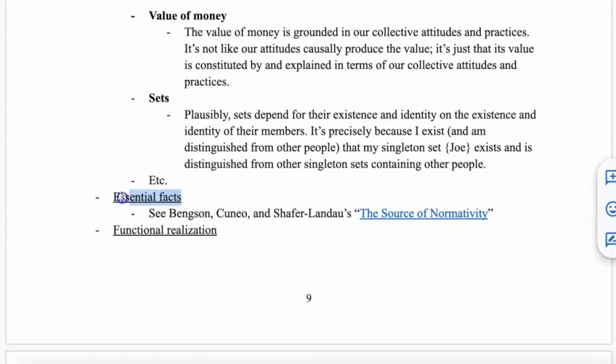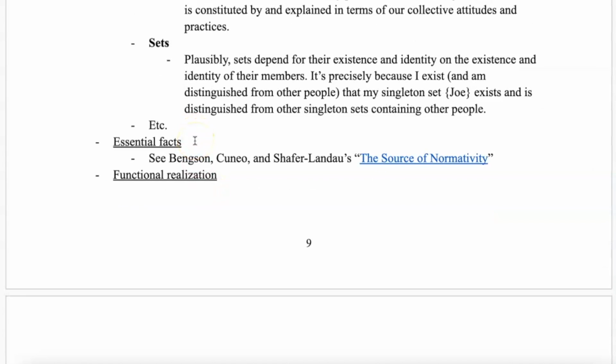There are also explanations that appeal to essentialist facts, like explanations of why something has some property that cite simply what it is to be that thing. What it is to be that thing is to have that property, and that explains why it has the relevant property. You can see John Bengson, Terence Cuneo, and Russ Shafer-Landau's The Source of Normativity for more on this sort of explanation and why it is indeed explanatorily illuminating, but of course it's not a causal sort of explanation. So again, a class of non-causal explanations.